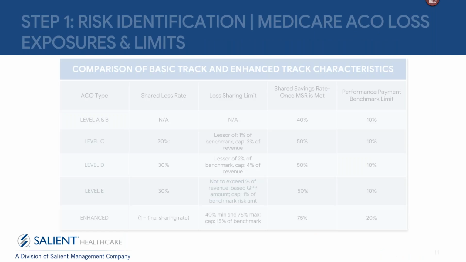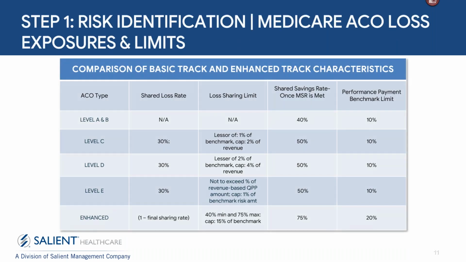Okay, let's take a look at step 1. So step 1 is risk identification, and that involves Medicare ACO loss exposures and limits.